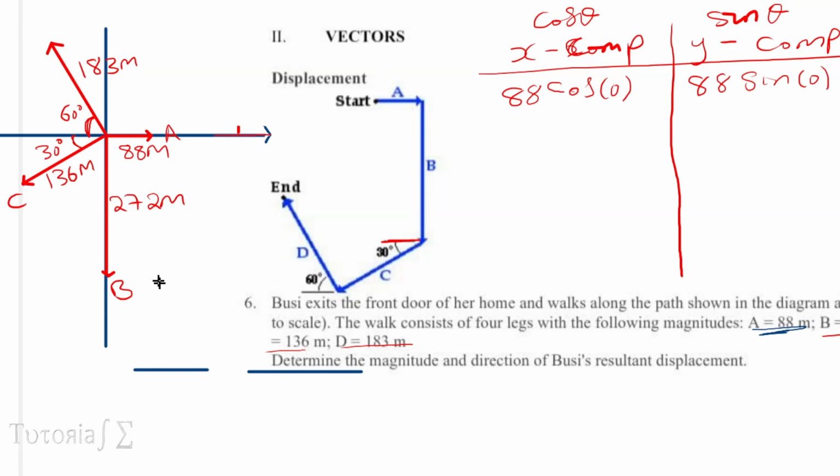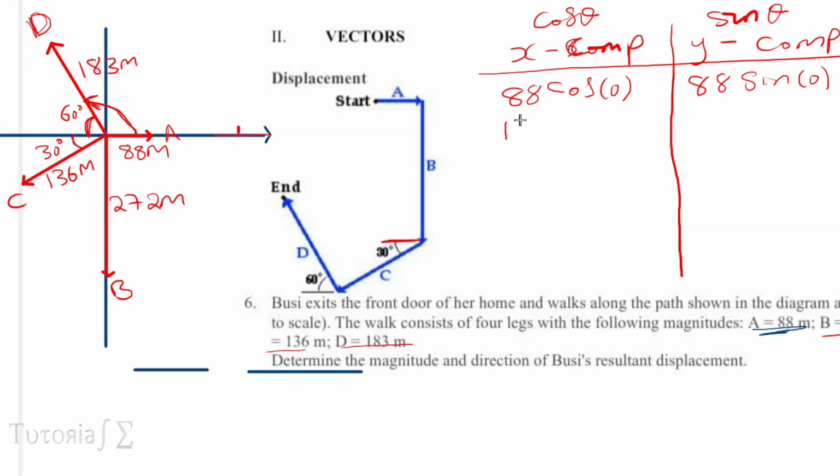Now we can go to this one, which is vector D. At what angle is vector D? Remember, the angle starts from the positive x-axis until we reach the vector that we want. So what do you think that angle is? What would be this angle here? I think you subtract this angle, which is 60 degrees, from 180. Very good. So that's 120.